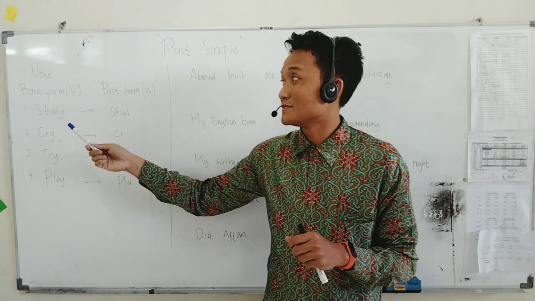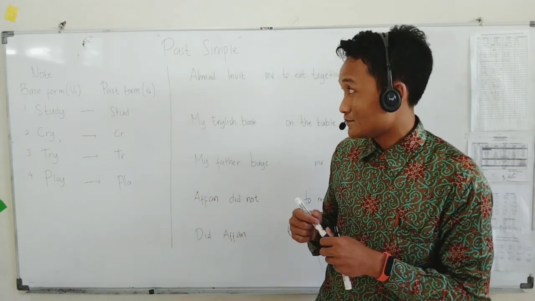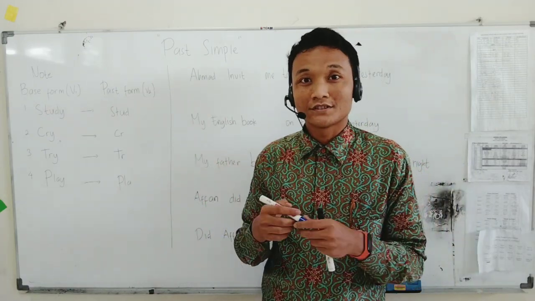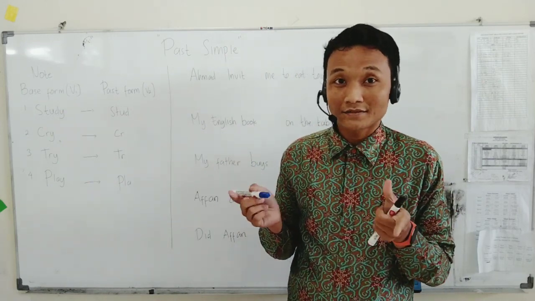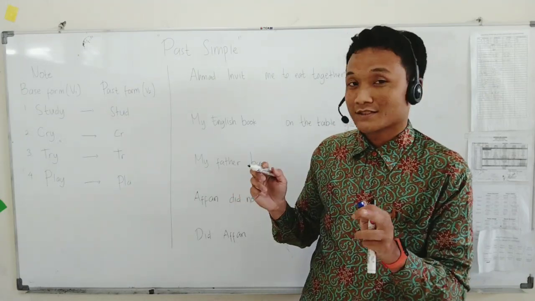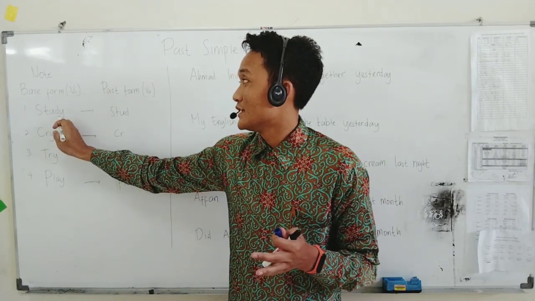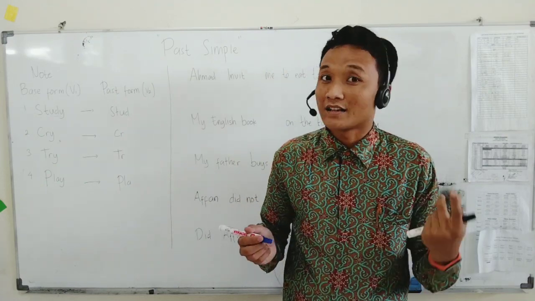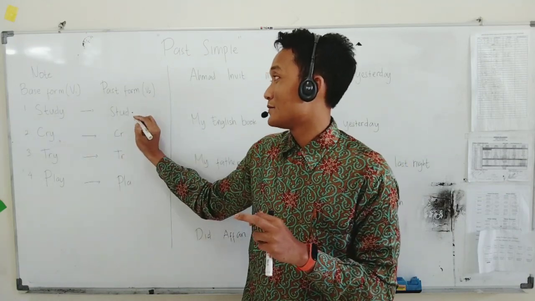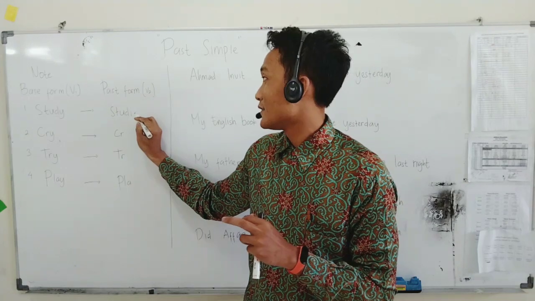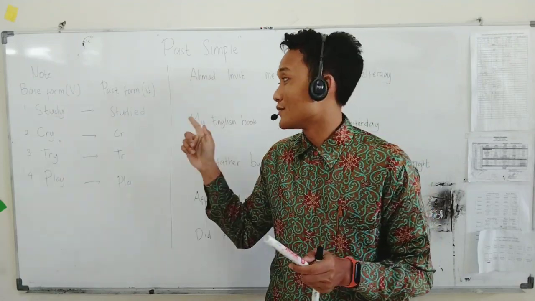The first is about the verbs study, cry, try, and play. If you would like to change the verb to verb 2, actually we have to add ed, right? But because before the letter y there is a letter d, which we call a consonant, we have to erase or change y become i and add ed. You have to control this part.